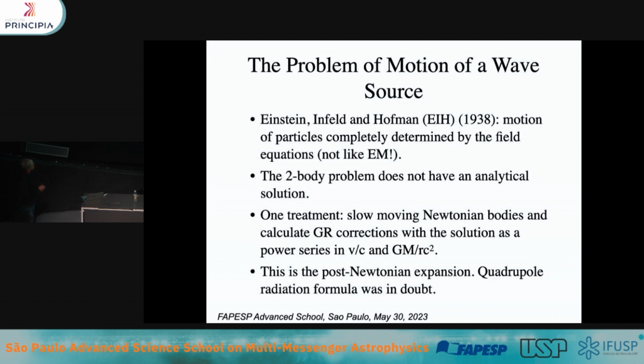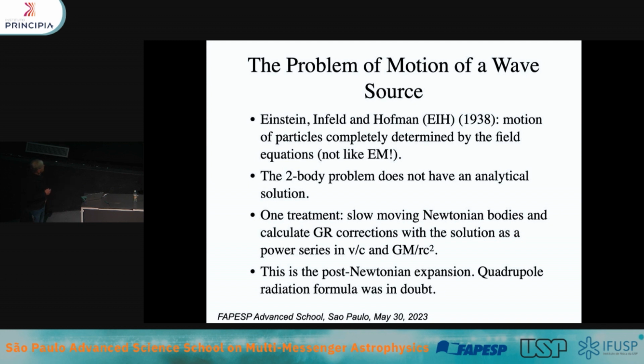There was the problem of the motion of a wave source. Einstein, Infeld, and Hoffmann developed in 1938 the method, which actually was the first attempt at developing the post-Newtonian approximation, and it was clear that the motion of particles gets completely determined by the field equation, which is not something that happens in electromagnetism, where you have Maxwell equations and then you have to add on the Lorentz force. So in that sense, they're completely self-contained.